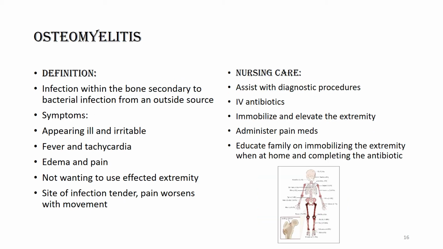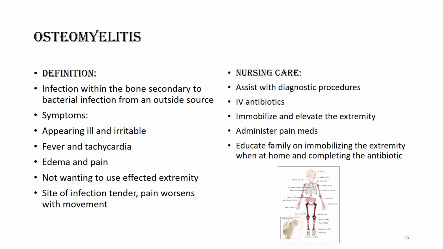Osteomyelitis is an infection in the bone, and it's generally seen in long bones, but it can be seen in joints as well. It's usually from a bacterial infection from an outside source. Very rarely is osteomyelitis from an old strep throat going somewhere else. It also can be from a fungus. The most common infection is staph infection, Staph aureus.